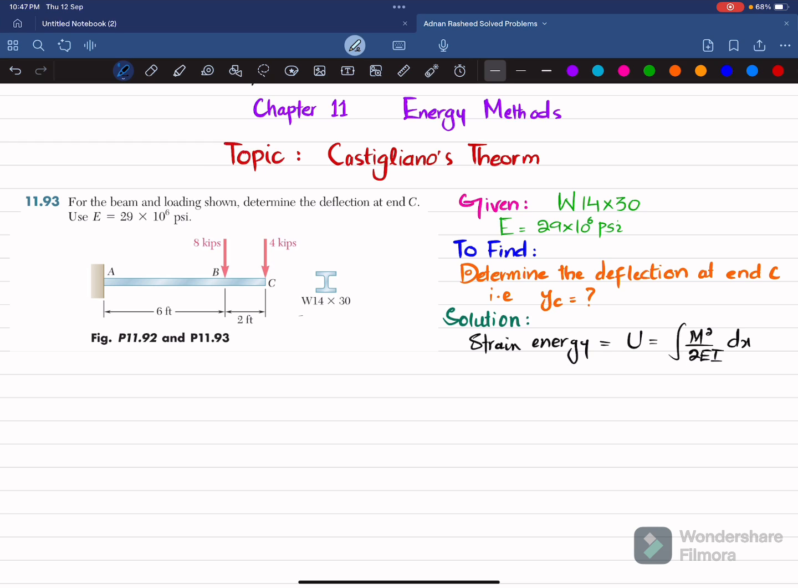Clear? So what we are going to do is find the moment equation for portion BC, which is for x greater than or equal to 0 and less than or equal to 2 feet, and we will find the moment for portion AB, where x is greater than or equal to 2 feet and less than or equal to 8 feet. Again, we know that if you take the partial derivative of total strain energy with respect to that force, which is Q, it will give you the deflection at that point, and we are going to find it at point C.